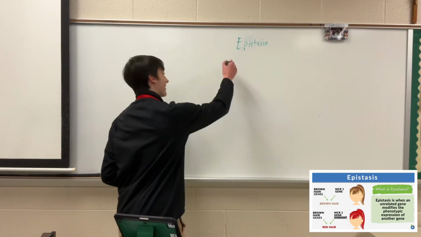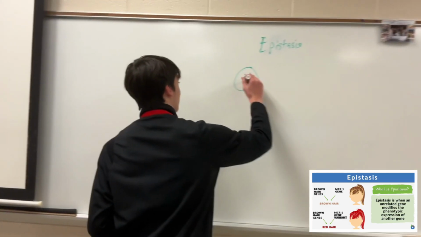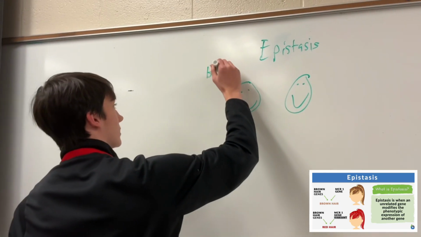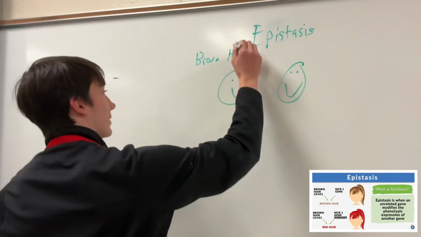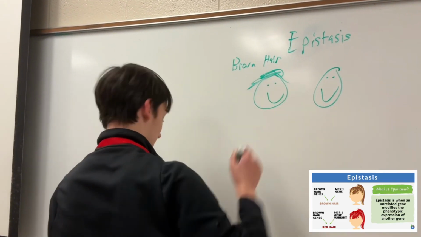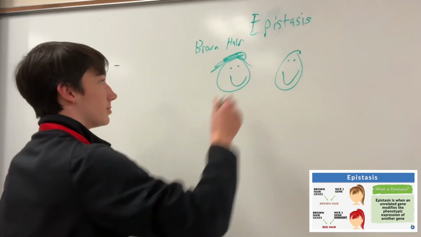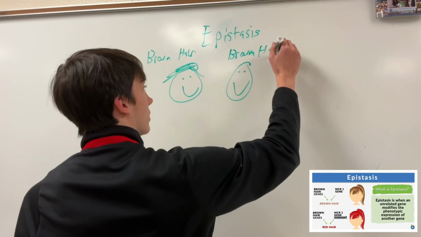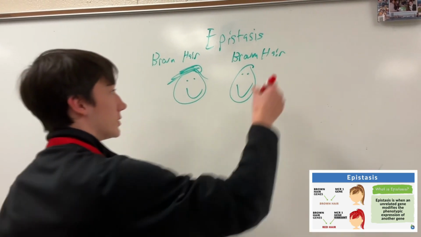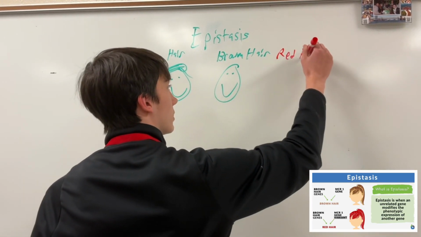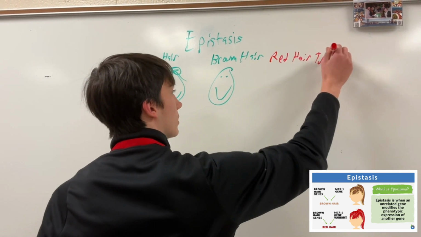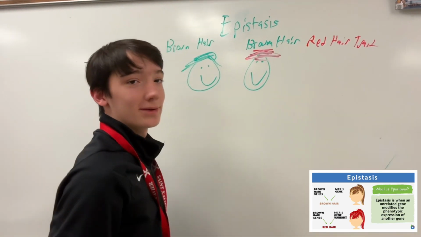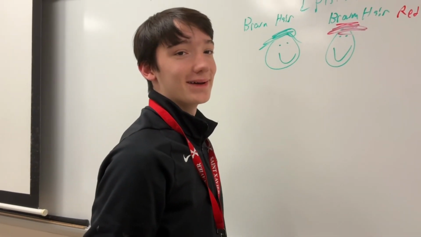Look here. You have 2 people. One person has 2 brown hair traits, which gives them brown hair. But another person has a brown hair trait and a red hair trait. This gives them red hair. That's all.